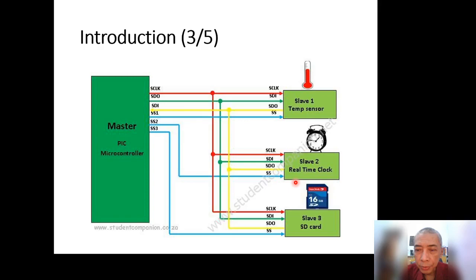If the master wants to communicate with the real-time clock, for example, the master has to activate the SS2 line, either active low or maybe active high. So the master should activate the SS line according to the real-time clock module, and so on. This is an example of SPI interconnection.